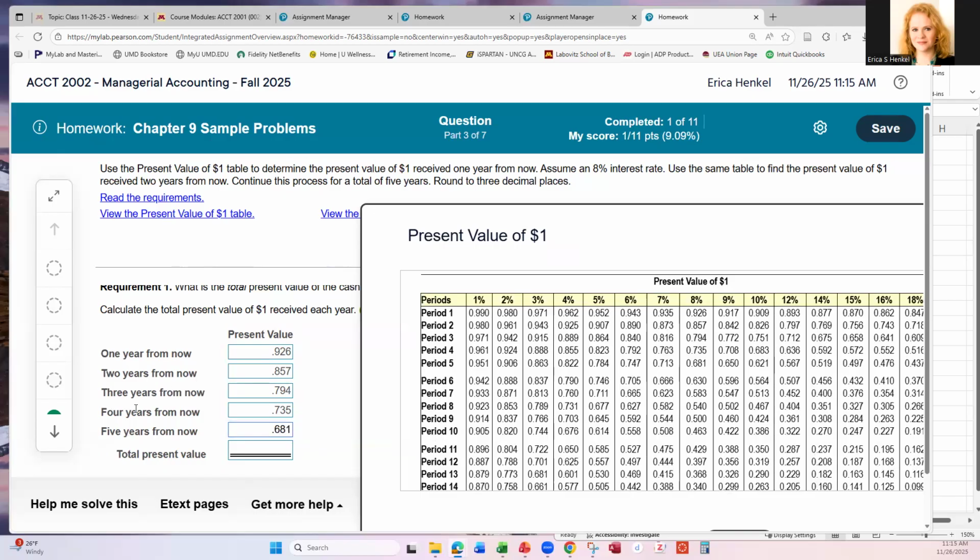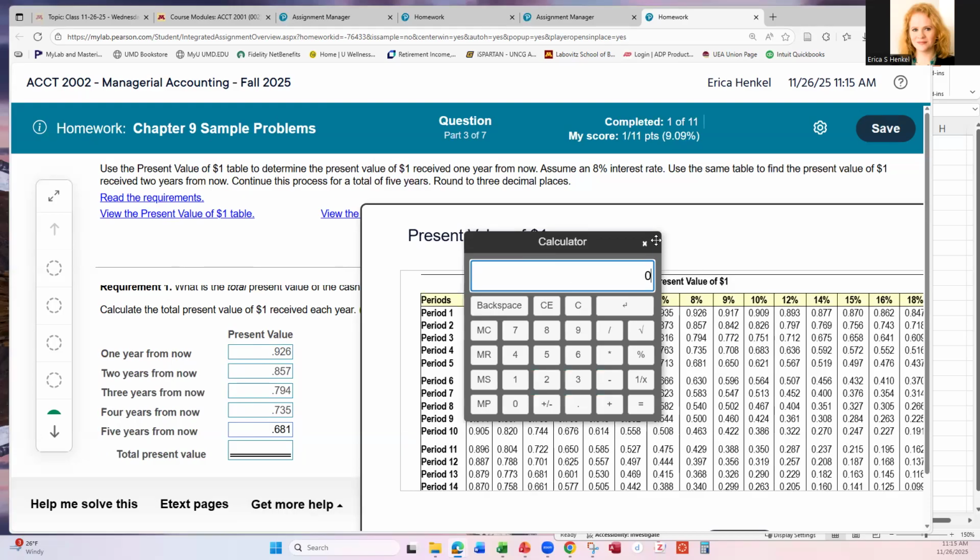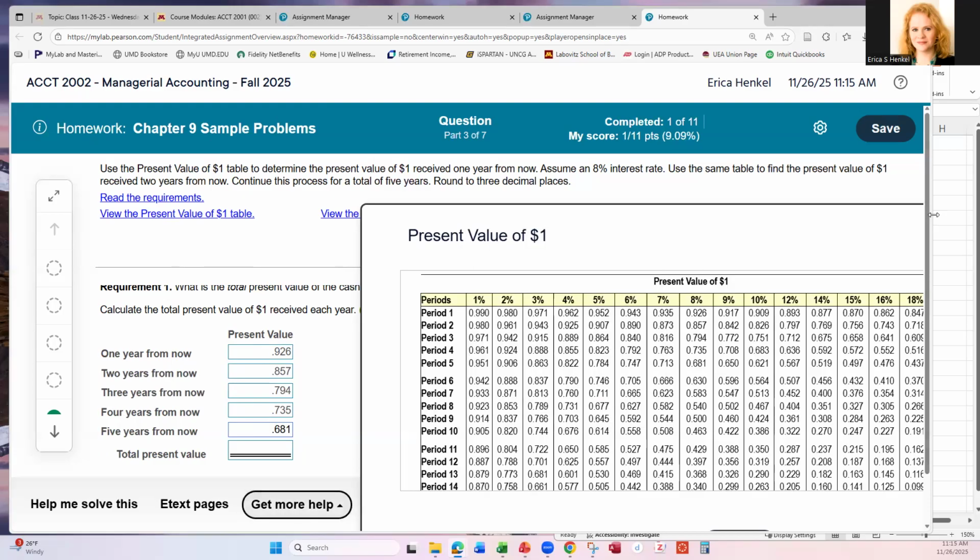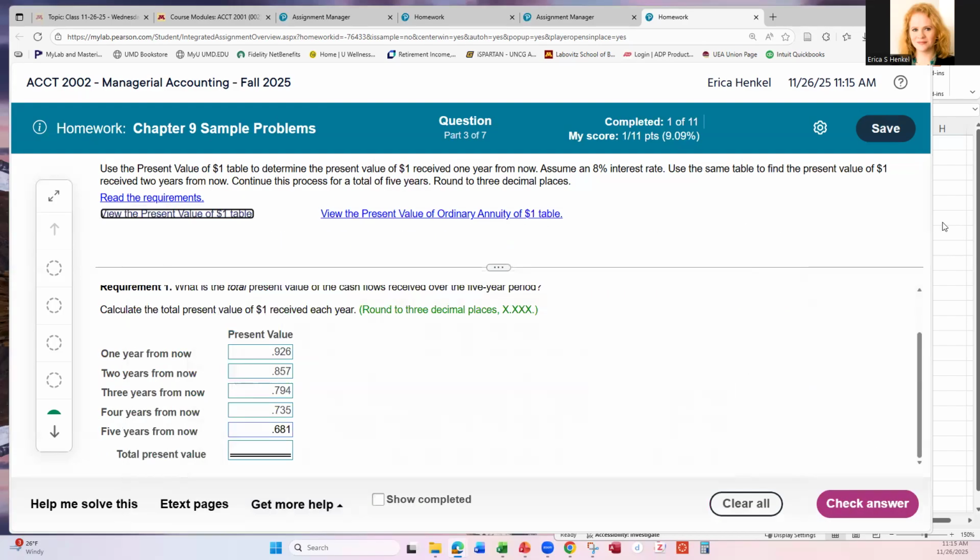Now, if I were to get $1 each of these years, in a year from now, 2 years from now, 3 years from now, 4 years from now, and 5 years from now, what I would need to invest in order to get that stream of cash flows, $1 a year for 5 years, I would actually, let me do this in Excel. Here, I'll close this table.